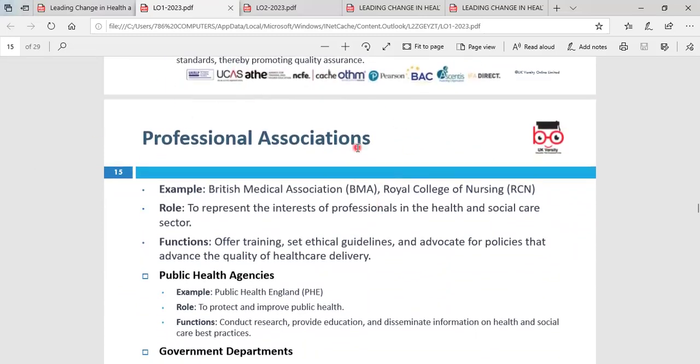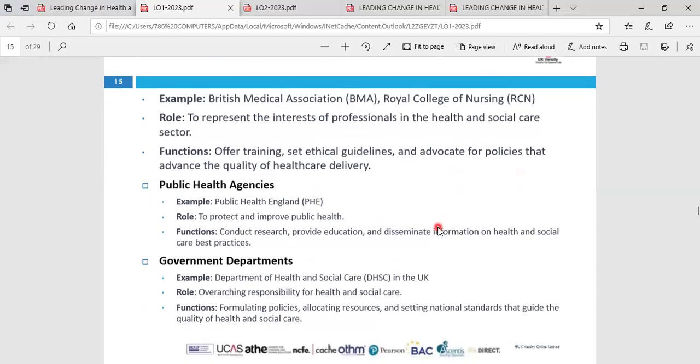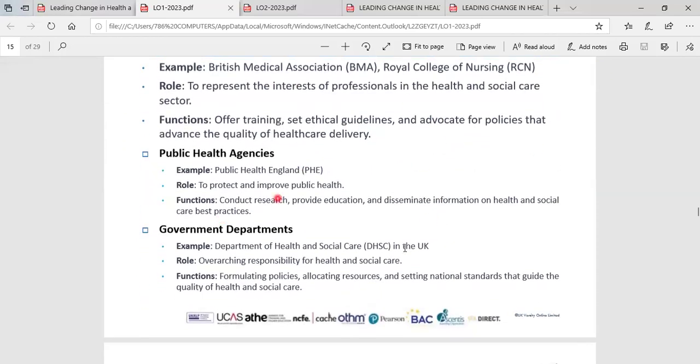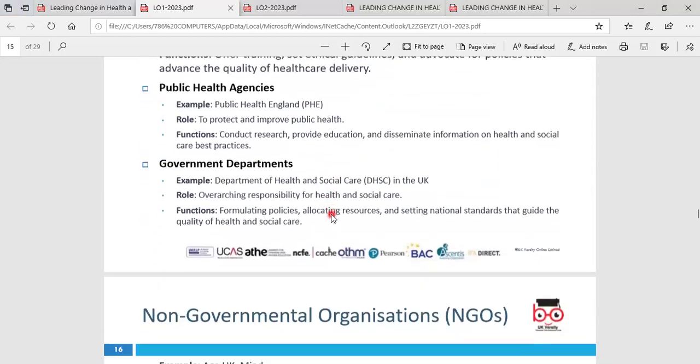Then there are professional bodies or associations. So you have the BMA, British Medical Association, and the Royal College of Nursing. They represent the interests of professionals in the health and social care sector. They offer training, set ethical guidelines, which change tremendously, and advocate for policies. And then you have different public health agencies. So you have Public Health England, to protect and improve public health, conduct research, and give guidelines.